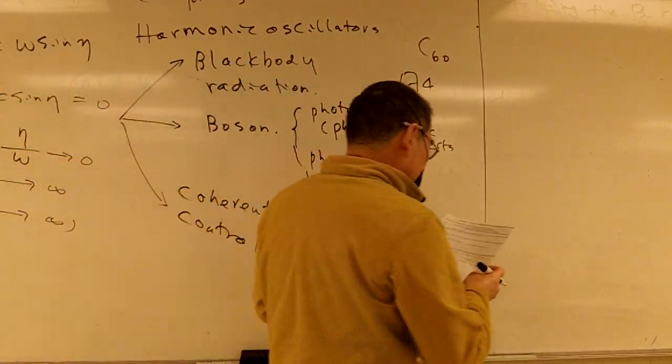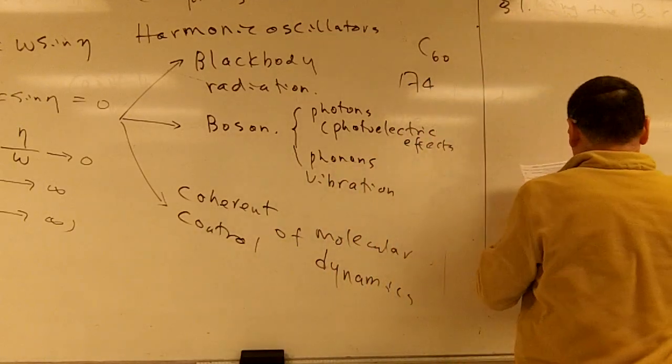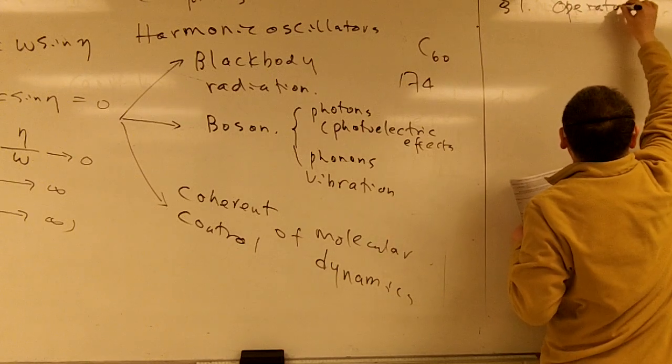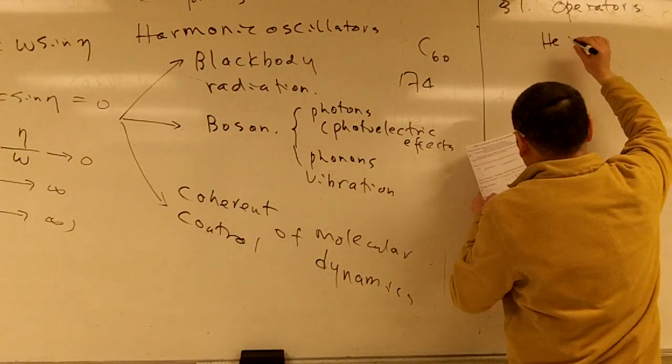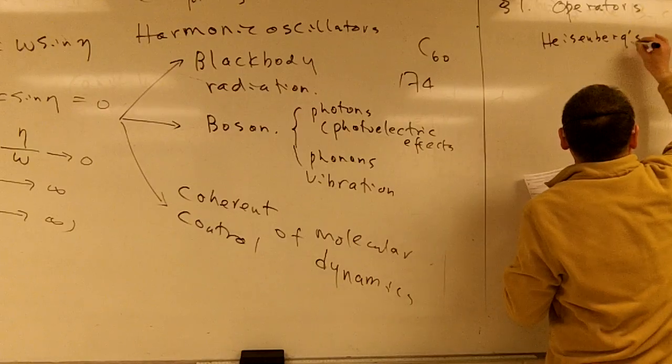Now we want to come back to the business. First, we will talk about two things. We'll talk about operators. The second topic is the Heisenberg uncertainty principle.